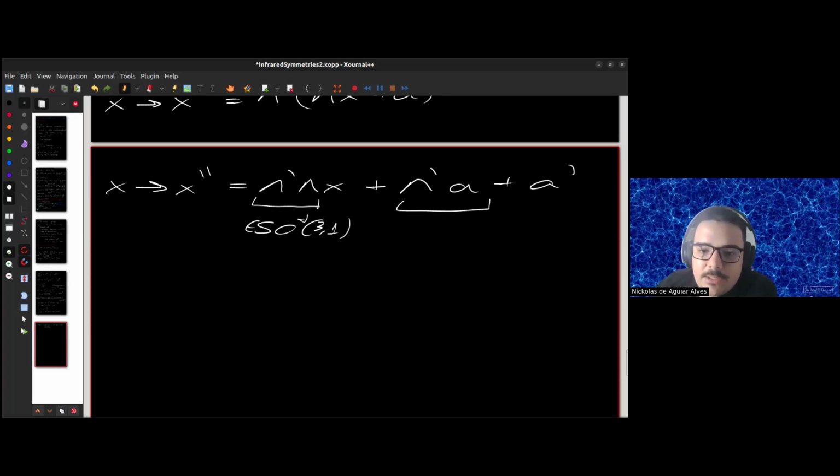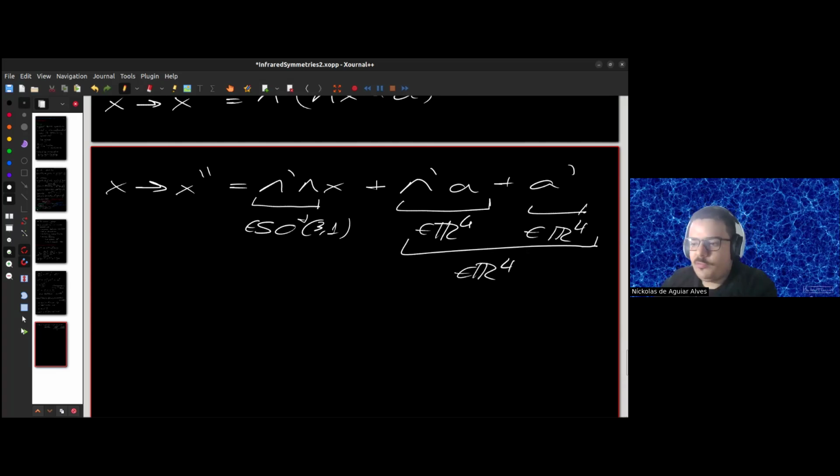This guy is still an element of R4, and this guy is an element of R4. Hence, this sum is an element of R4, which means that indeed what we get here is still an element of the Poincare group. So this transformation is indeed an element of the Poincare group, and you can check the validity of the group axioms.